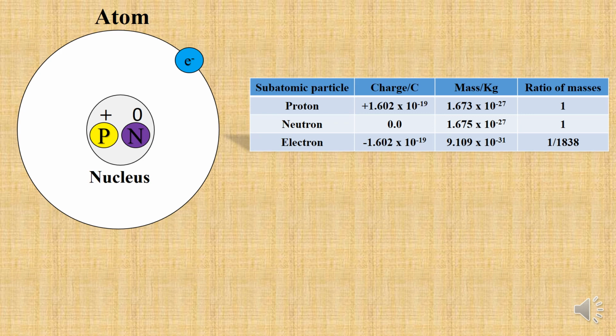Let me give a detailed account of the subatomic particles: proton, neutron and electron. Now proton is positively charged, electron is negatively charged, and neutron is electrically neutral without any charge.